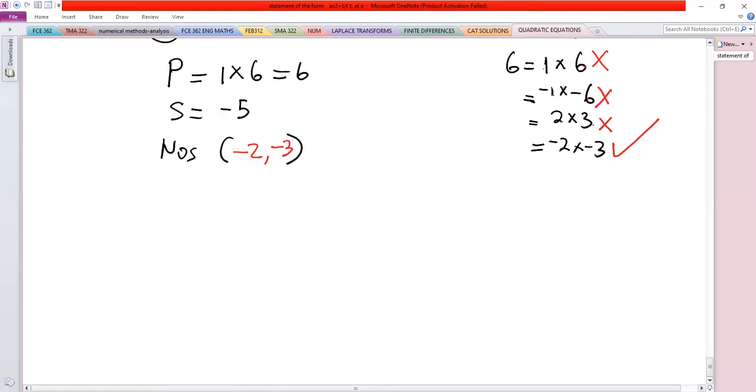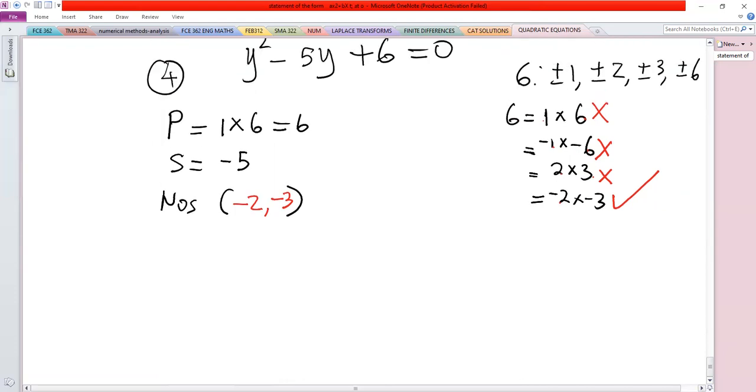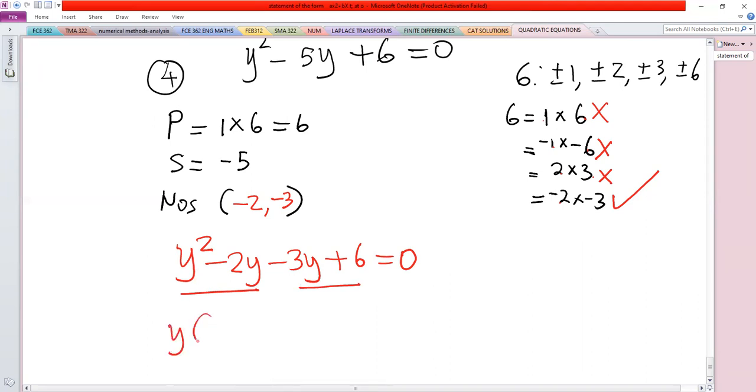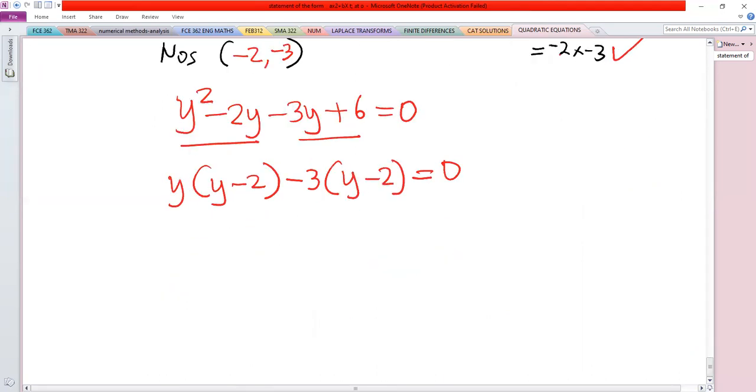So therefore, we rewrite our quadratic as y squared minus 2y minus 3y plus 6 equals to 0. Then do the pairing. So common here is y into y minus 2, minus factor 3, and then y minus 2, so that when you expand, this will be positive 6, equals to 0. So we'll have y minus 3 times y minus 2 to give us 0.